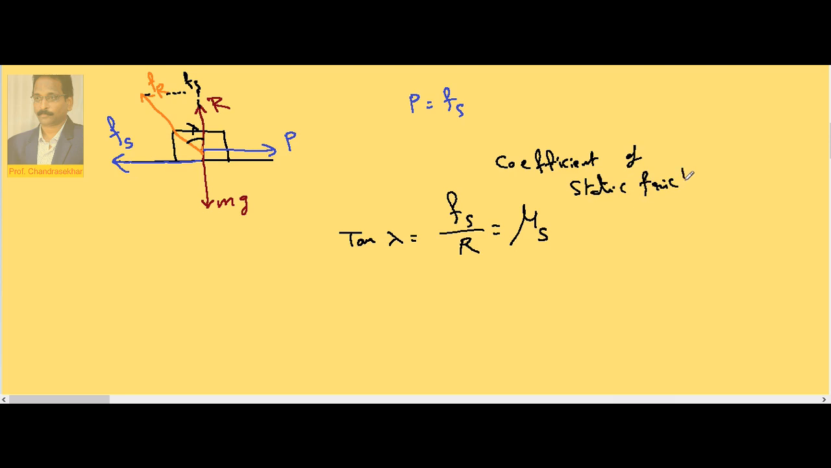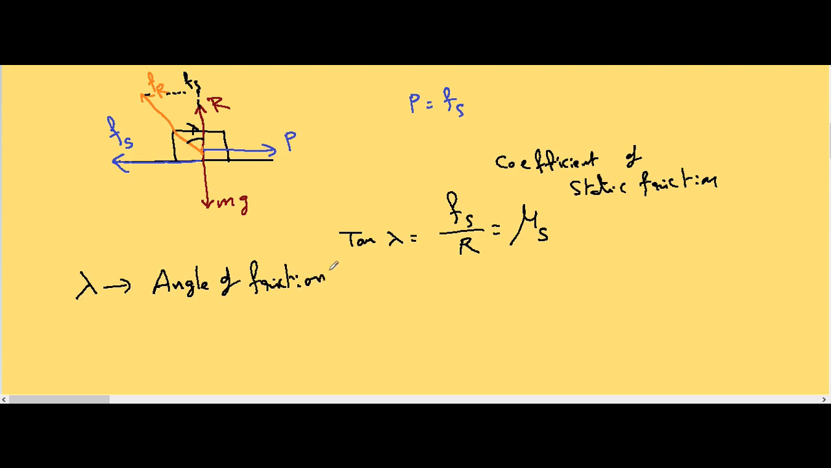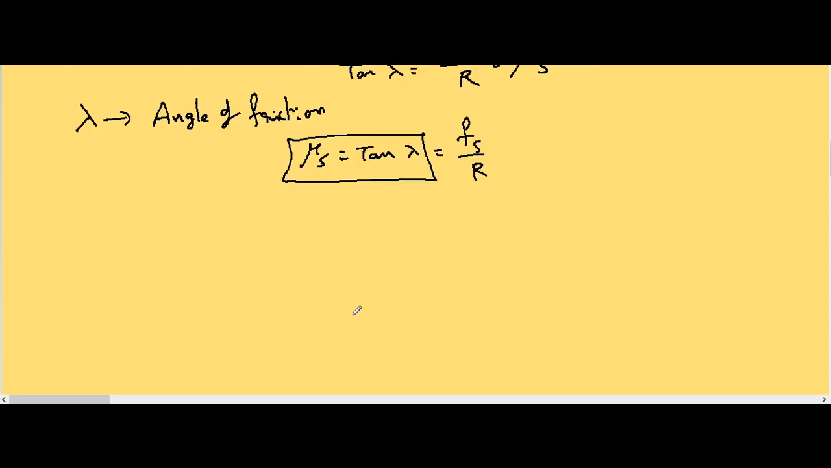This lambda is called angle of friction. The angle of friction is defined as the angle made by the resultant of normal reaction and limiting friction with the normal reaction. So this line represents the resultant of R and Fs, and the angle made by this line with normal reaction is called the angle of friction. Tan of the angle of friction is equal to mu s, which is nothing but Fs by R. This is a coefficient, a constant value.